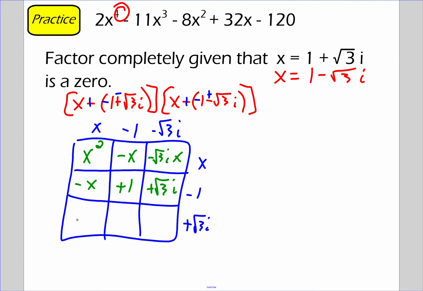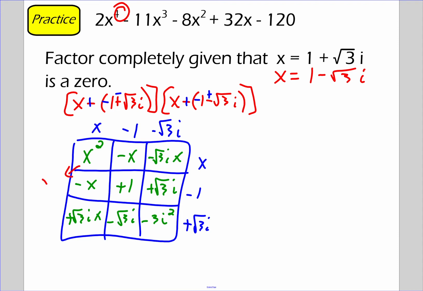And the last row, we've got positive square root of 3i times x, negative square root of 3i times i, and negative... well, square root of 3 times square root of 3 is 3. i times i is i squared. All right, so let's figure out what we've got here.